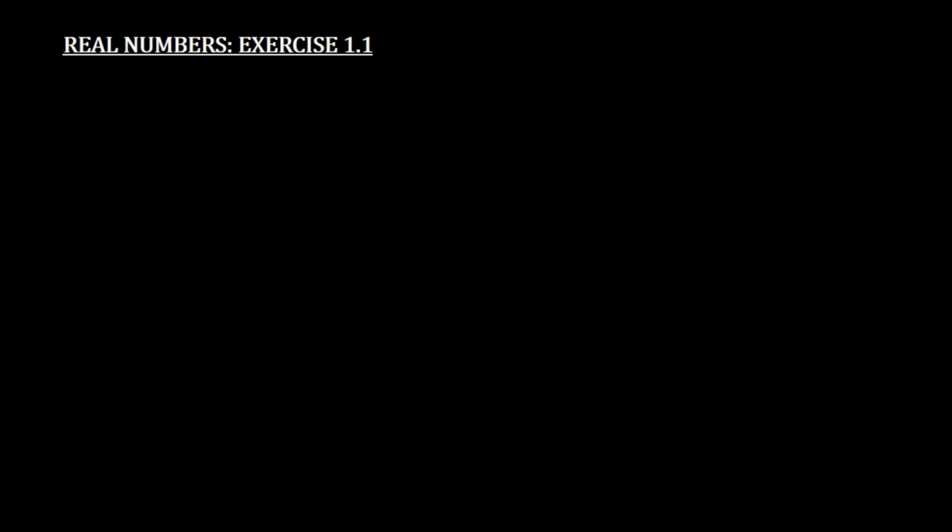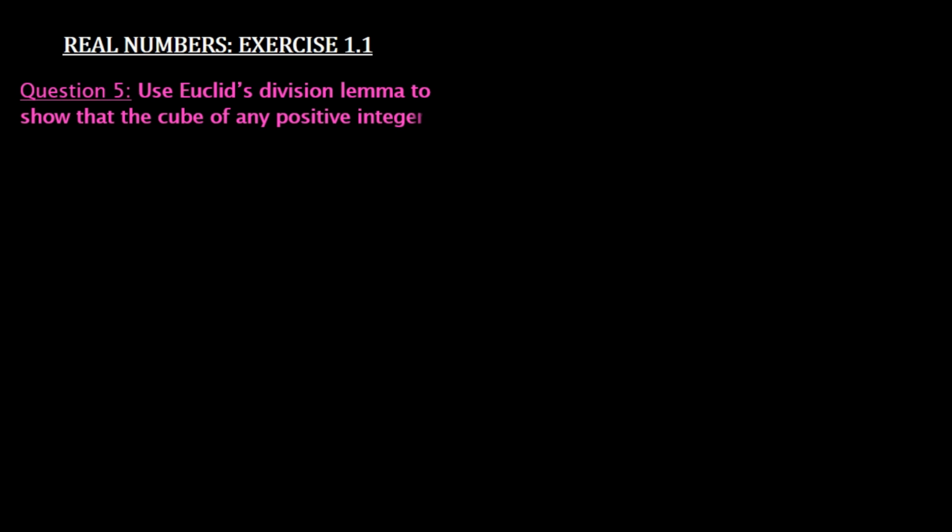So, moving on to our last problem. In this section, use Euclid division lemma to show that the cube of any positive integer is of the form 9m, 9m plus 1 or 9m plus 8. So what we have to show here, if a is any integer, then a cube is of the form a cube equal to 9m or a cube equal to 9m plus 1 or a cube equal to 9m plus 8.